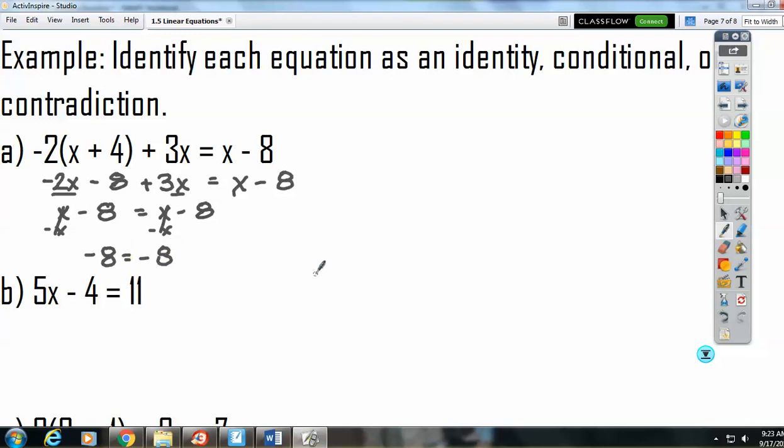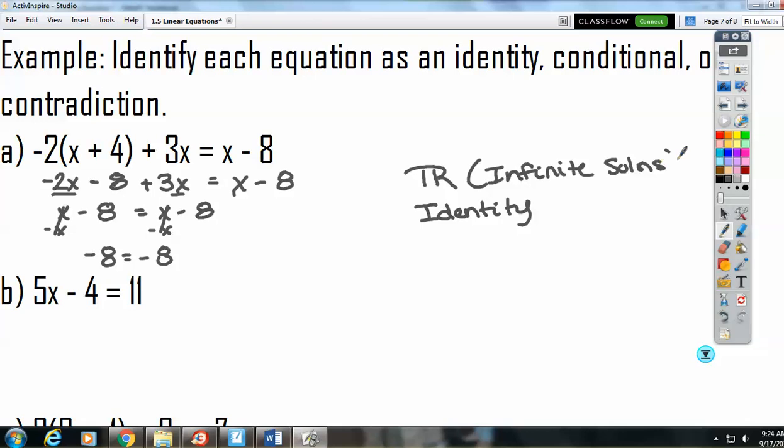All my variables canceled, and I got a true statement, right? Negative 8 is equal to negative 8. This has infinite solutions, all real numbers. This is what we call an identity. So you could say all real numbers, you could say infinite solutions. I did also ask for the classification, so it is an identity. Any number you pick would work there. Because you got to this point, my x's are gone and I'm left with a true statement. That means no matter what x was to begin with, it will work out.